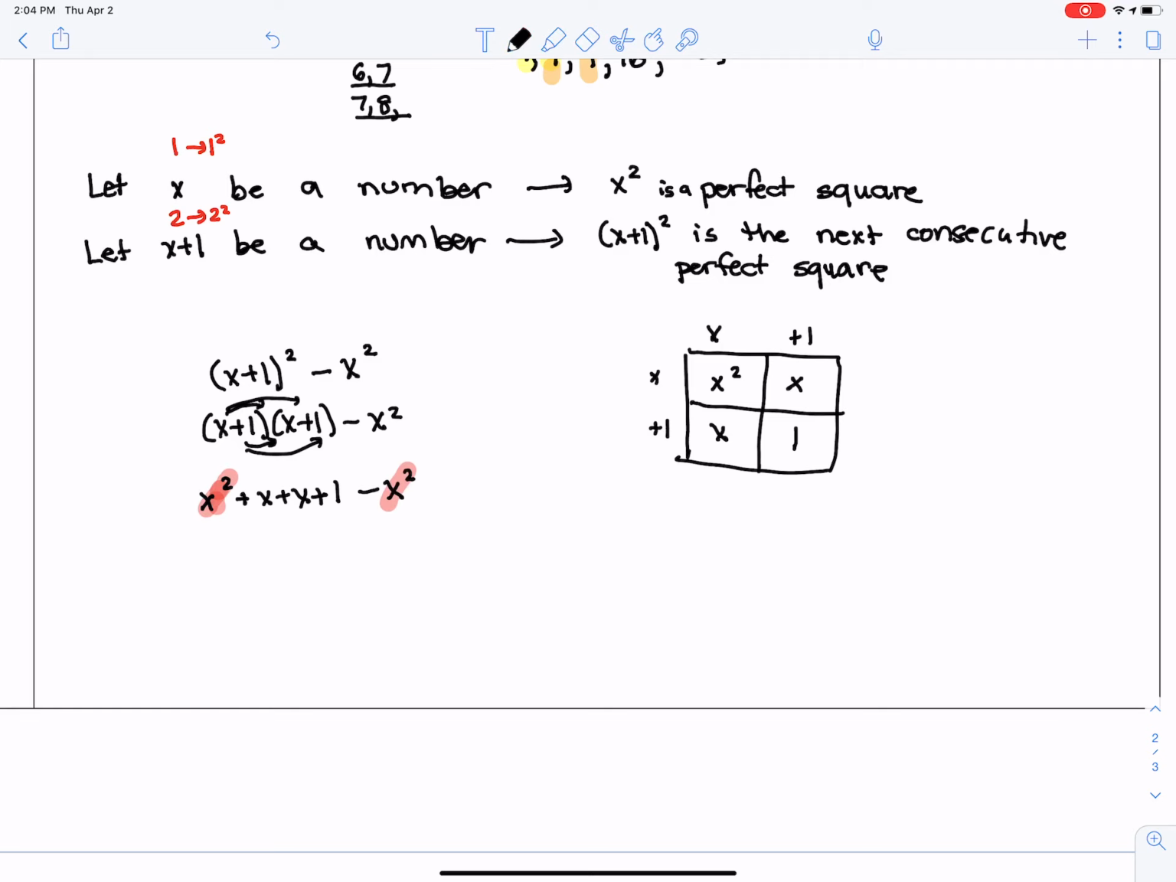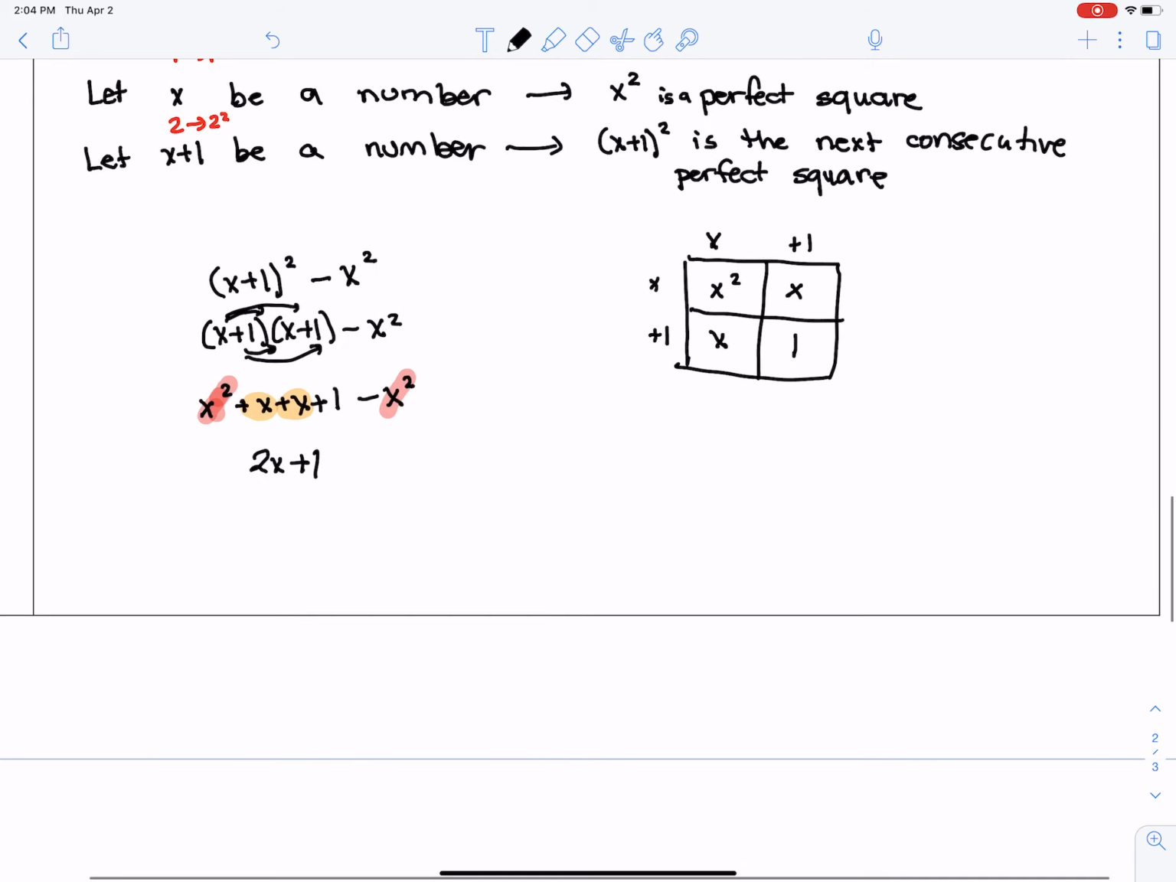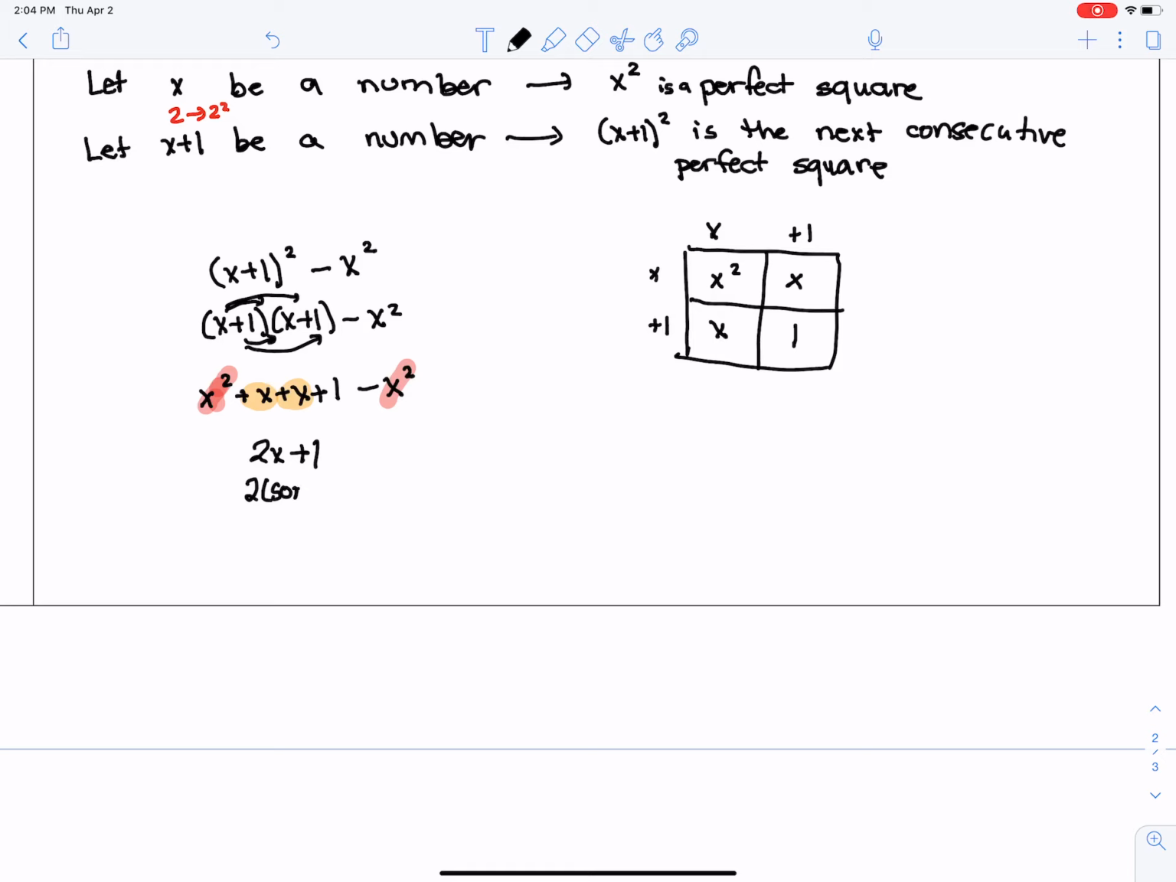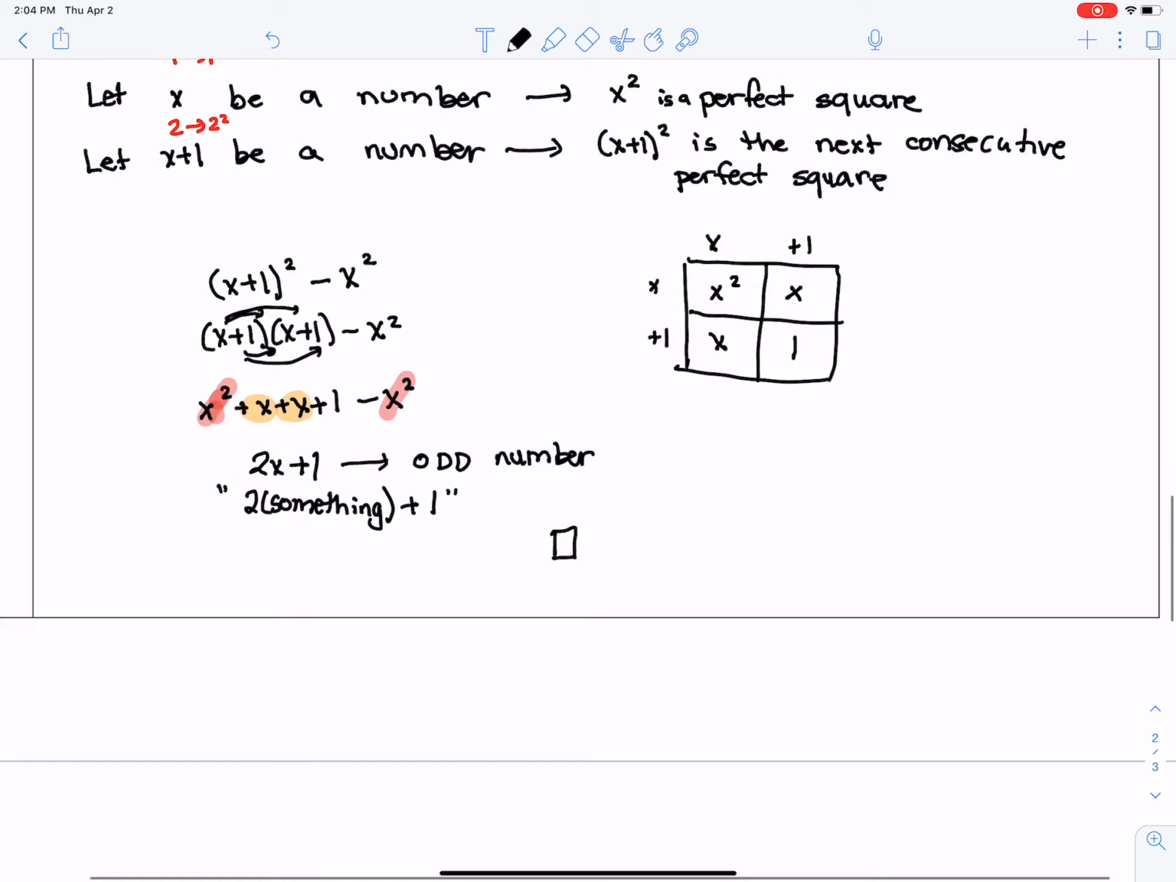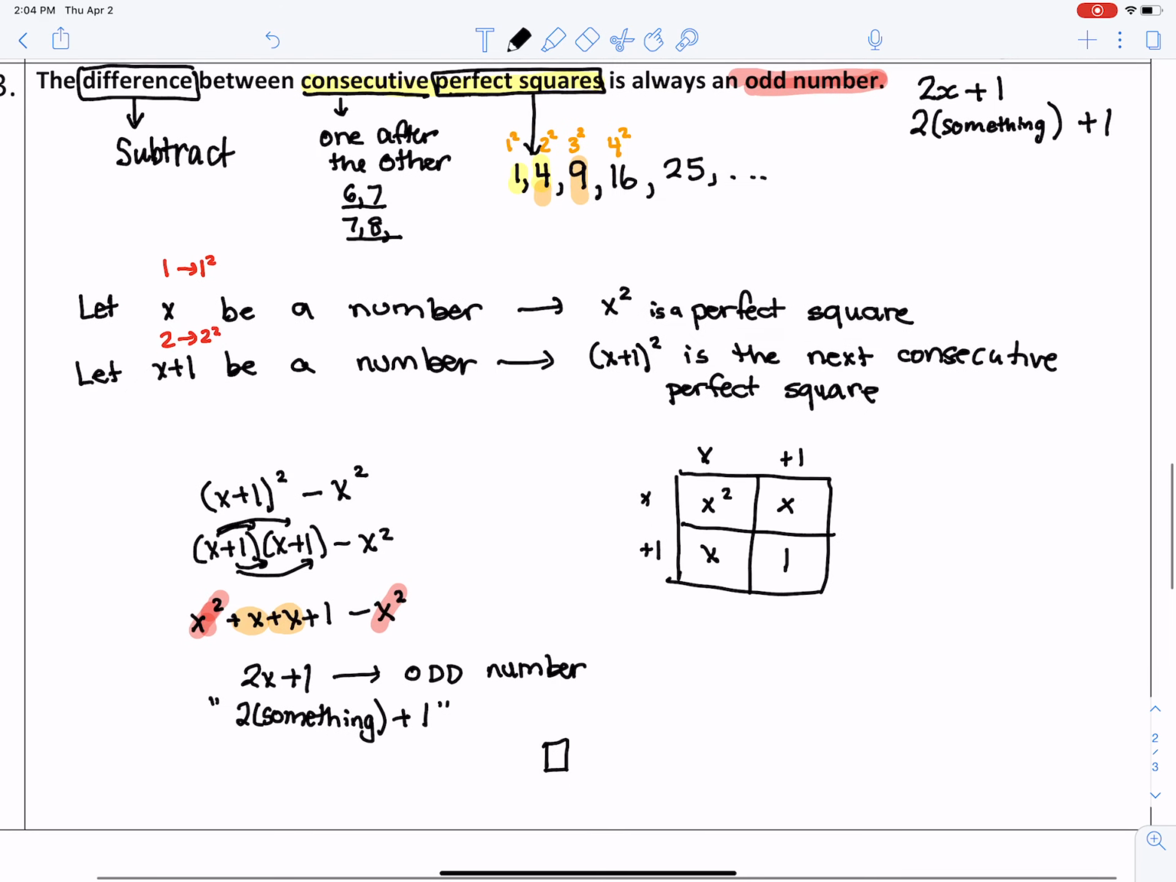Those terms cancel each other out because they're like terms. There's another set of like terms also, the plus x and the plus x. So I get 2x plus 1, and now you can see that this is exactly the format I need. 2 times something plus 1. So I know that this result is an odd number. So we're done. I took 2 consecutive perfect squares, and I subtract them, the difference between them, and the result looks like 2x plus 1, which will always be odd, because 2x is even. I add 1, it's going to be odd.